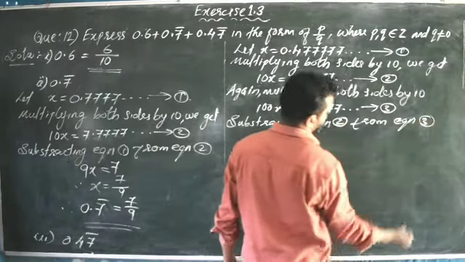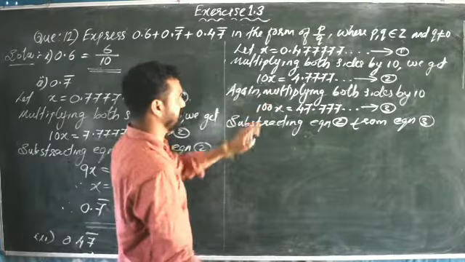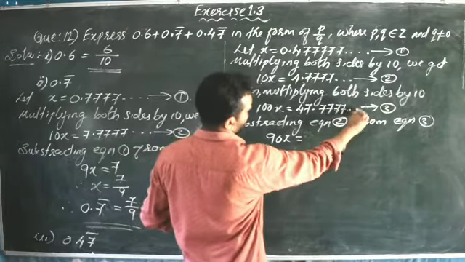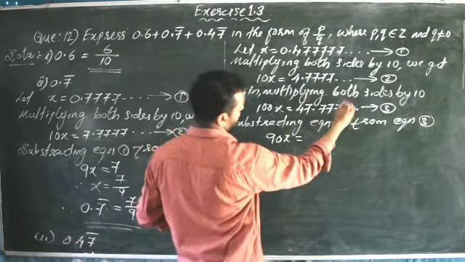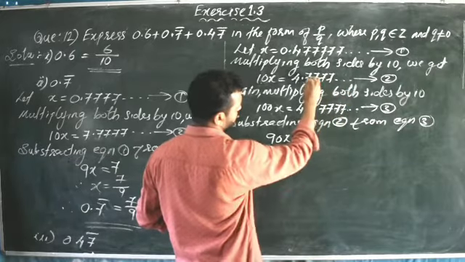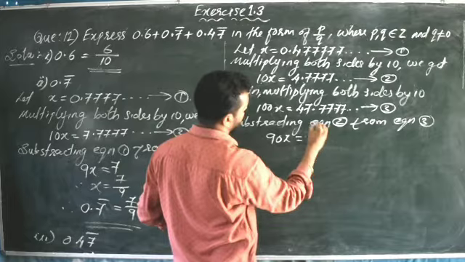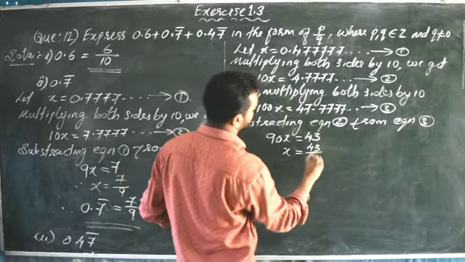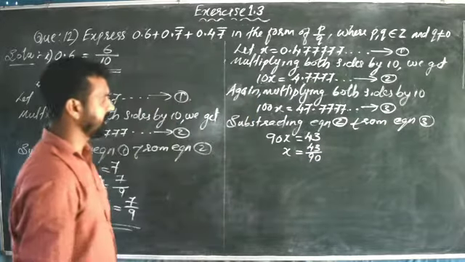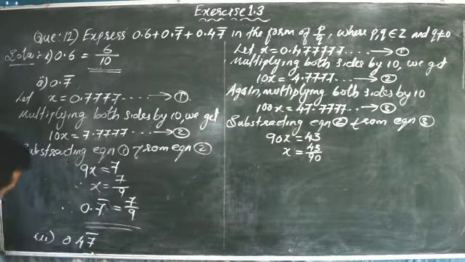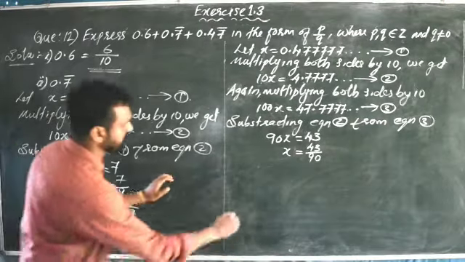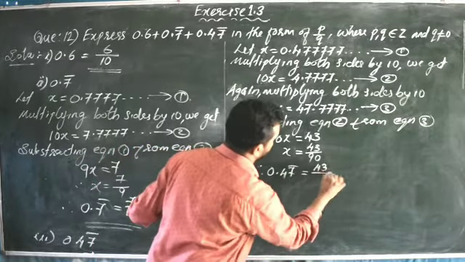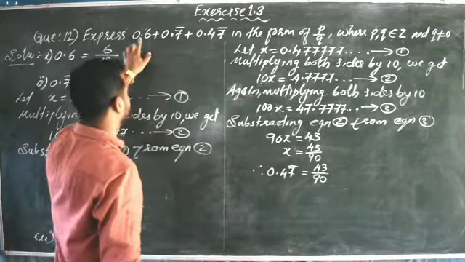From equation 3 we subtract: 100x minus 10x, that is 90x, is equal to 47.777 etc. minus 4.777 etc. 7 minus 7 is 0, 7 minus 7 is 0, and so on, then 7 minus 4 is 3, then 4 minus nothing is 4, that is 43. Therefore x is equal to 43 divided by 90. Here x we have taken for 0.47 bar. Therefore 0.47 bar is equal to 43 divided by 90. Remember that. Now we can find the answer.